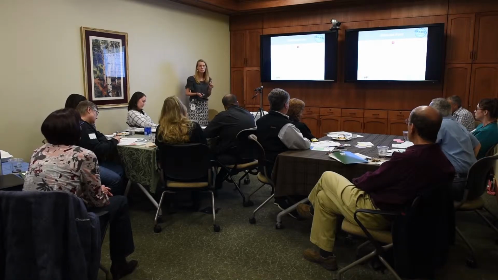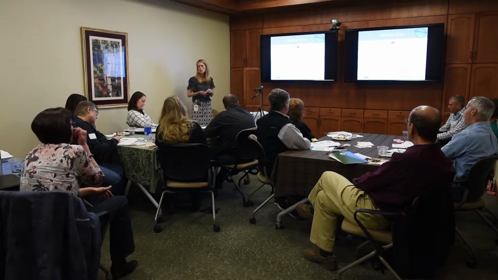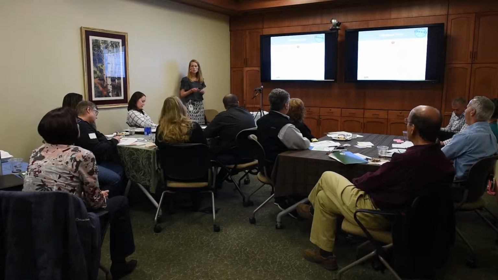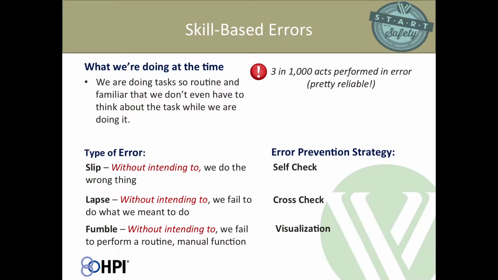We're really reliable, actually, when we're in this mode. We only make an error about 3 times in 1,000 acts. So we're really pretty reliable. We're good at this. But we do still make some errors. We make slips, lapses, and fumbles. A slip is when, without intending to, we do the wrong thing. A lapse is when, without intending to, we fail to do what we meant to do. And a fumble is exactly what it sounds like in football, a gross motor skill that we failed to do. Without intending to, we fail to perform a routine manual function.